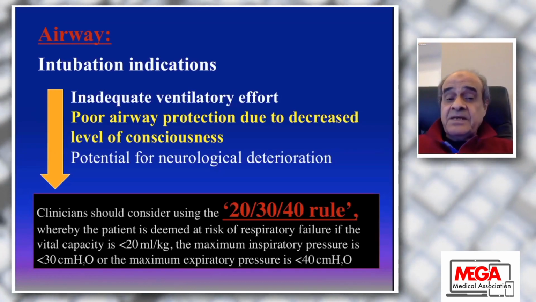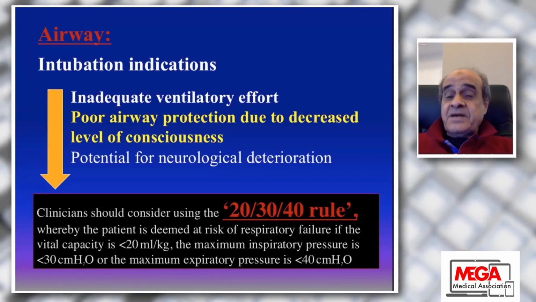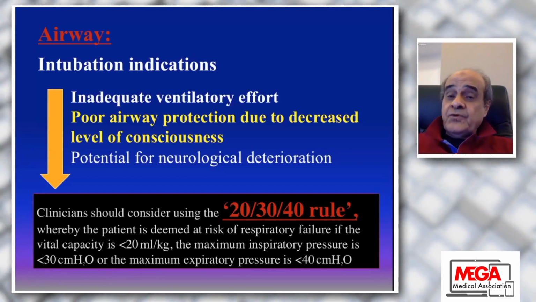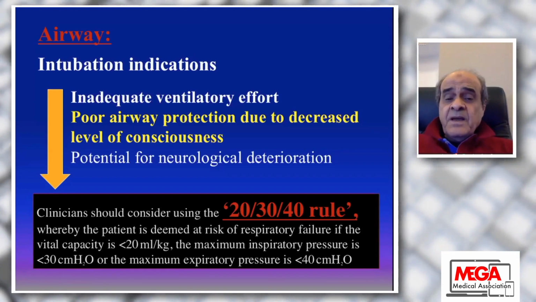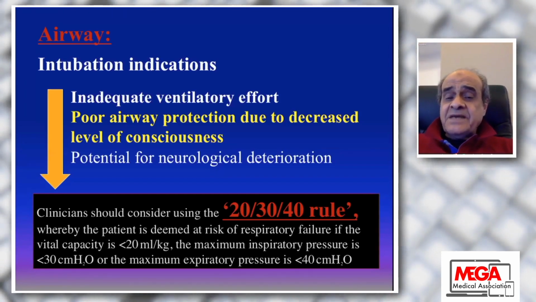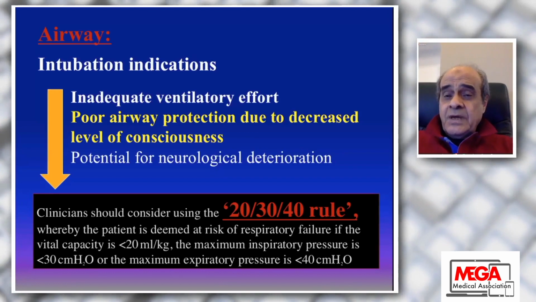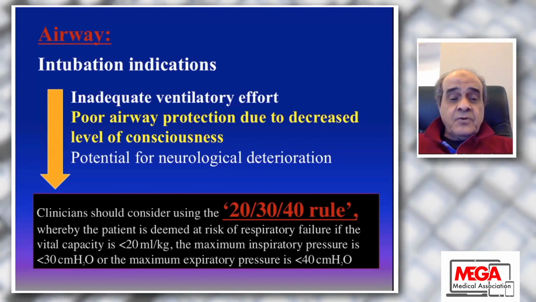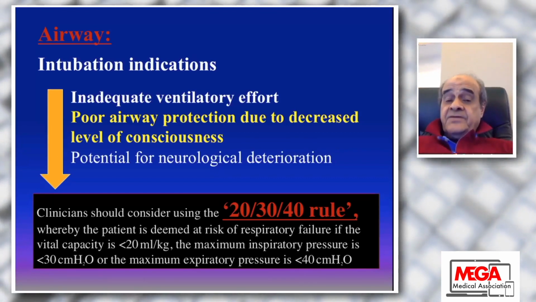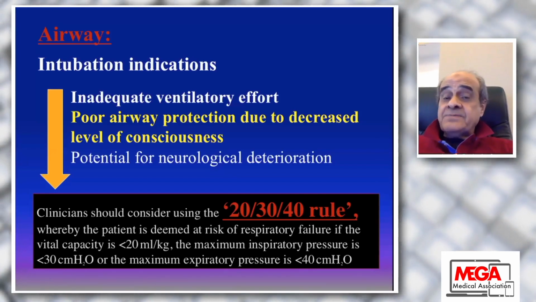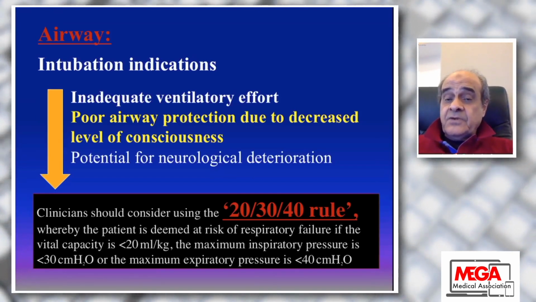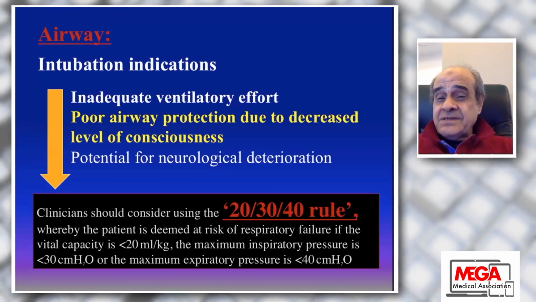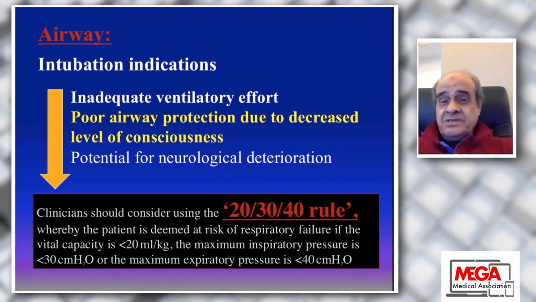If the patient exhibits a maximum inspiratory pressure of less than 30 centimeters of water, you have to intubate. If your patient exhibits a maximum expiratory pressure of less than 40 centimeters of water, you have to intubate. These are 20, 30, 40: 20 for vital capacity, 30 for maximum negative inspiratory pressure, and 40 for maximum expiratory pressure. But really, in muscle disease we don't depend on spirometry or pulmonary function tests.